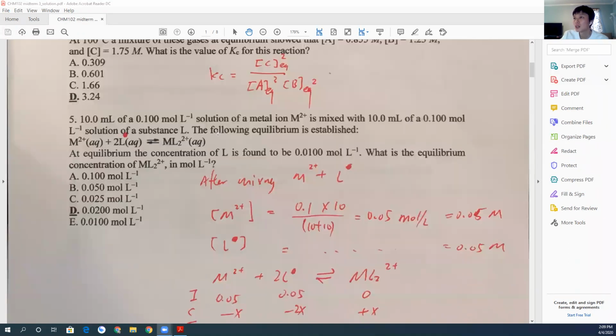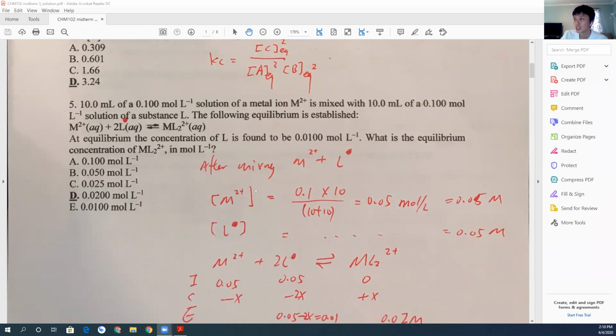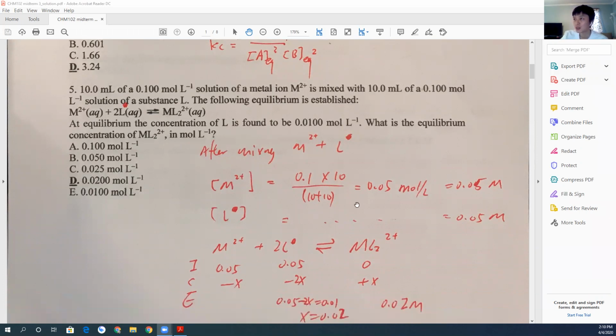Number 5, you're mixing two reactants, and it tells you the equilibrium concentration for both reactants and asks you the equilibrium concentration for the product. This is a simple version of the equilibrium calculation using the ICE table. Because we need the concentration of each reactant and product, we have to convert the given values into concentrations.